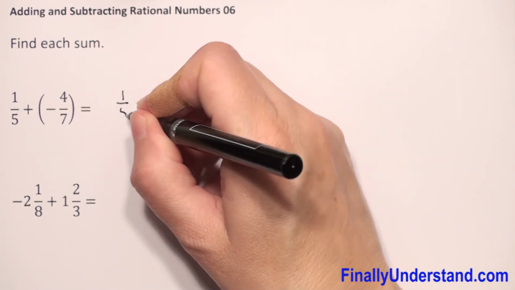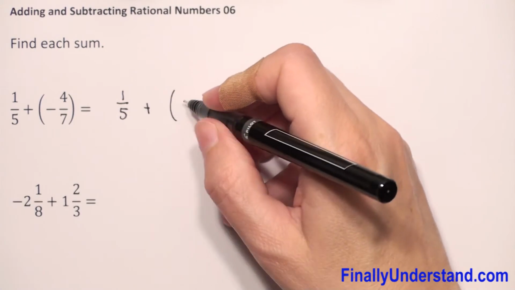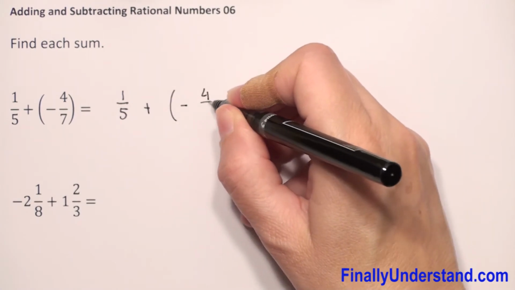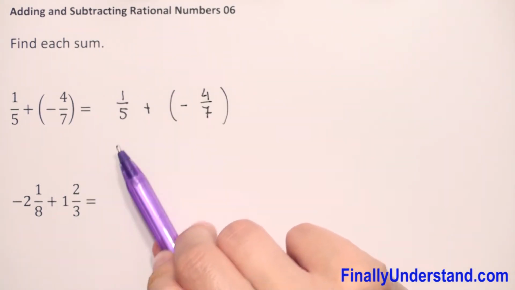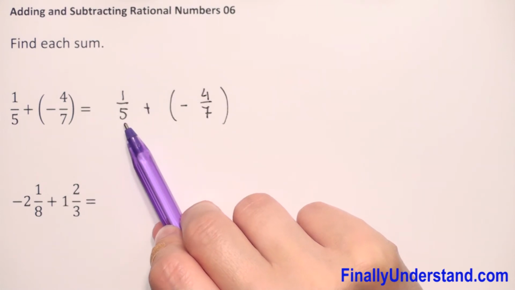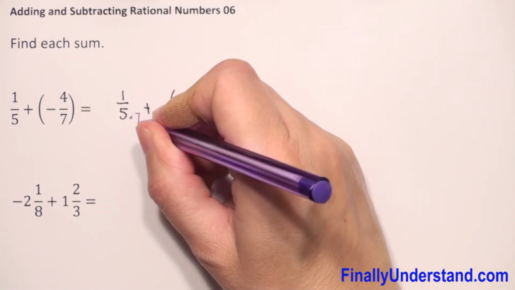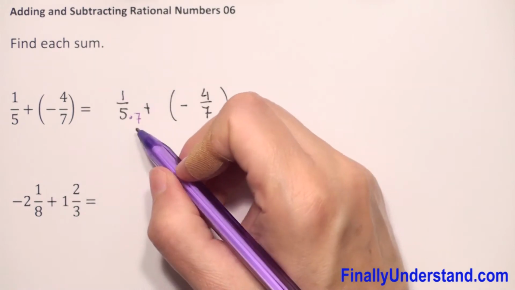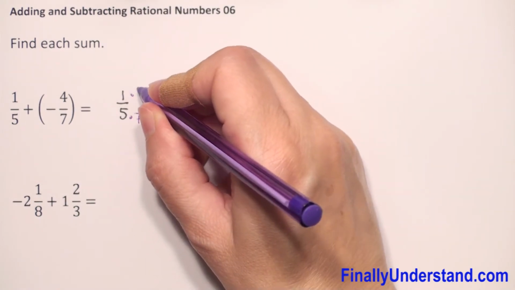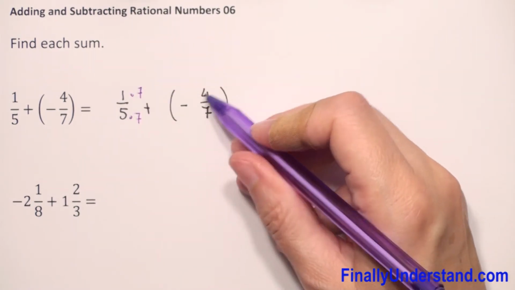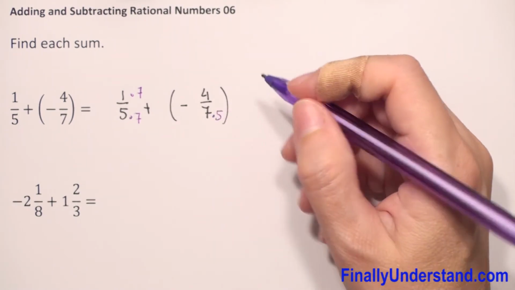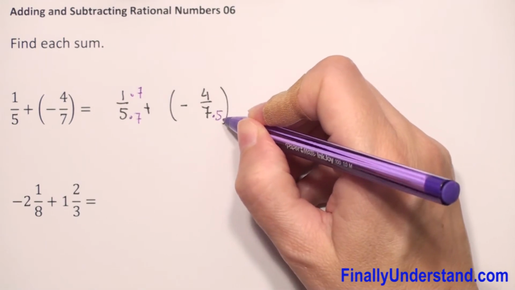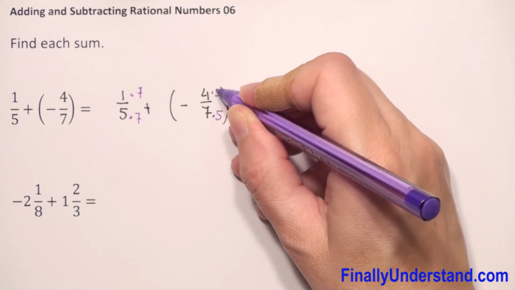We have 1 over 5 plus, and in parentheses we have negative 4 over 7. Like I said, to compare these two numbers, we need the same denominators. The common denominator will be 35. So 5 I have to multiply by 7 to get 35. Whatever I did with denominator, I have to do the same with numerator. And in the second fraction, we have 7, so I need to multiply 7 by 5 to get 35. Whatever I did with denominator, I have to do the same with numerator.